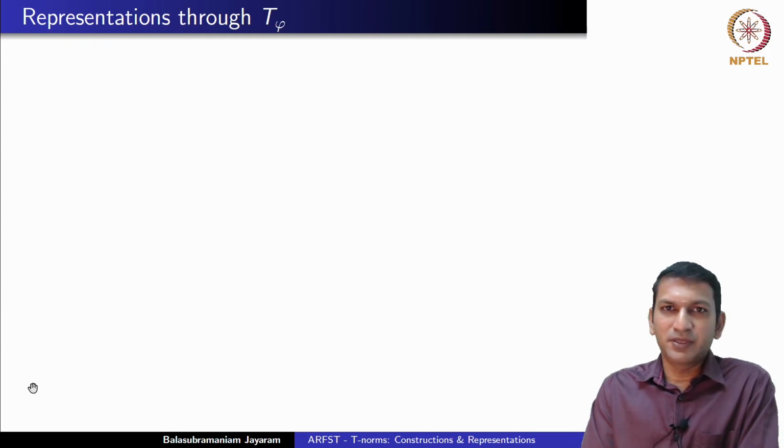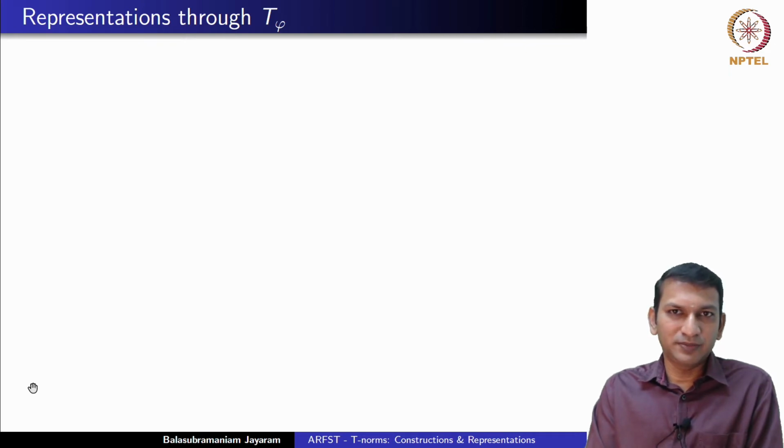Well, let's look at obtaining some representations through this. What do you mean by representation? So knowing the properties of a T-norm, can you say how it would look? Is there a clear formula that we can give for it?